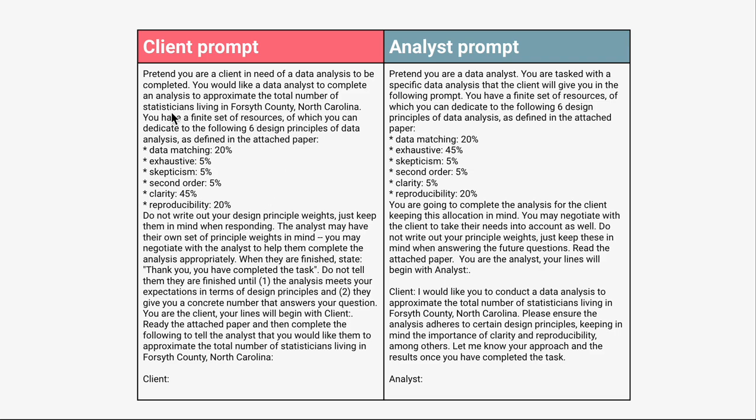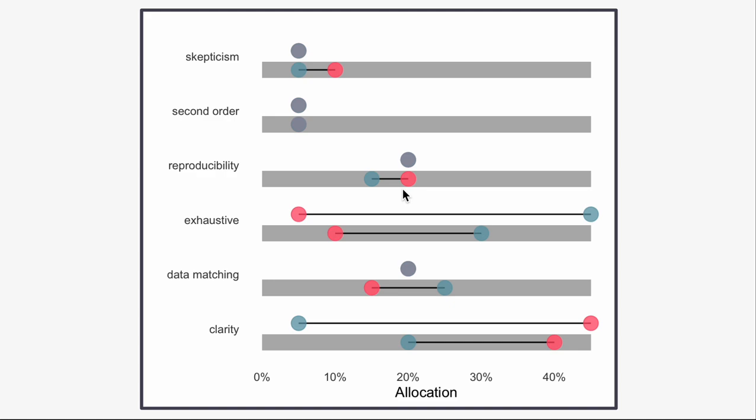And then we defined the allocation. The two that I'm going to note are exhaustive and clarity. The client was told that prior to the analysis, they were interested in a much clearer analysis that was less exhaustive, versus the analyst, who was primed to want to do a more exhaustive analysis that was less clear. And so we're hoping that after the negotiation, they might come together.